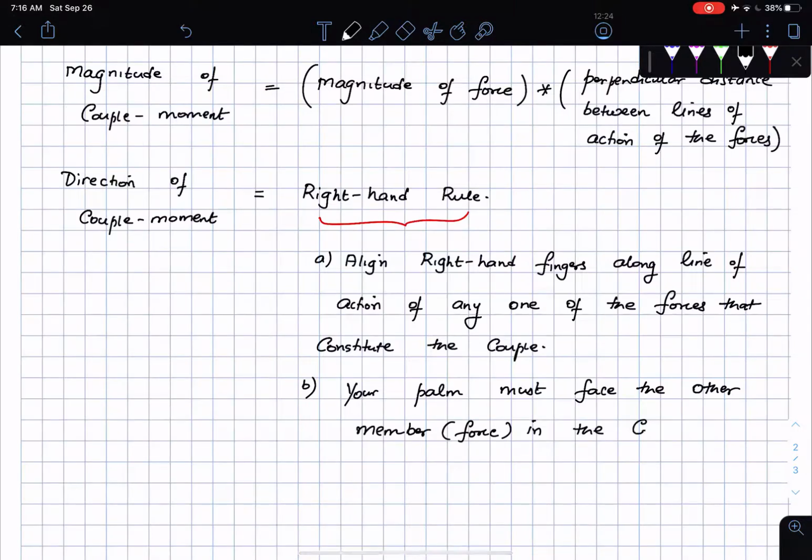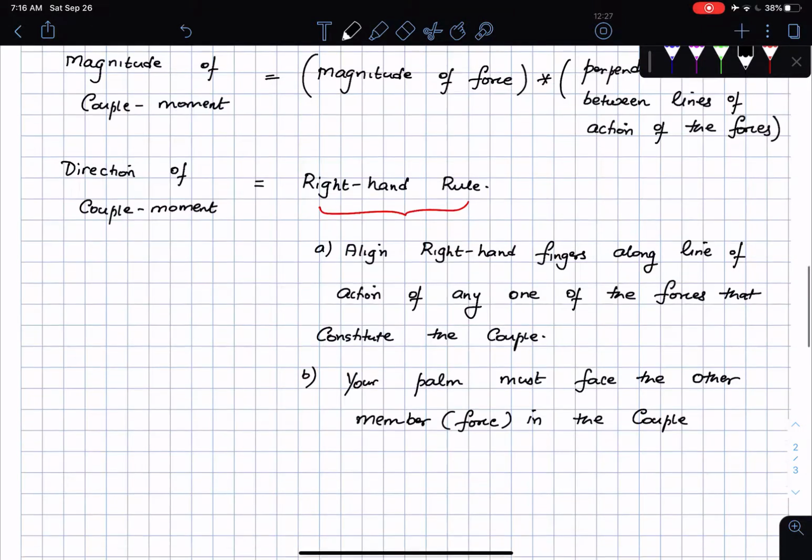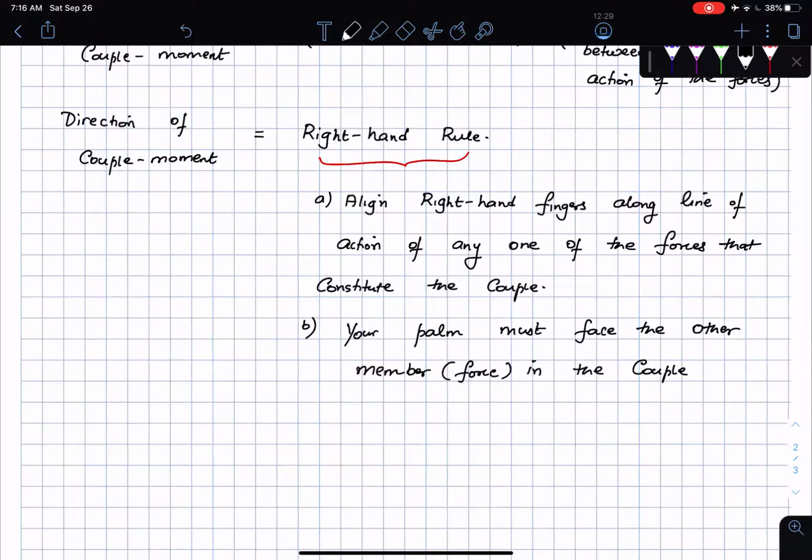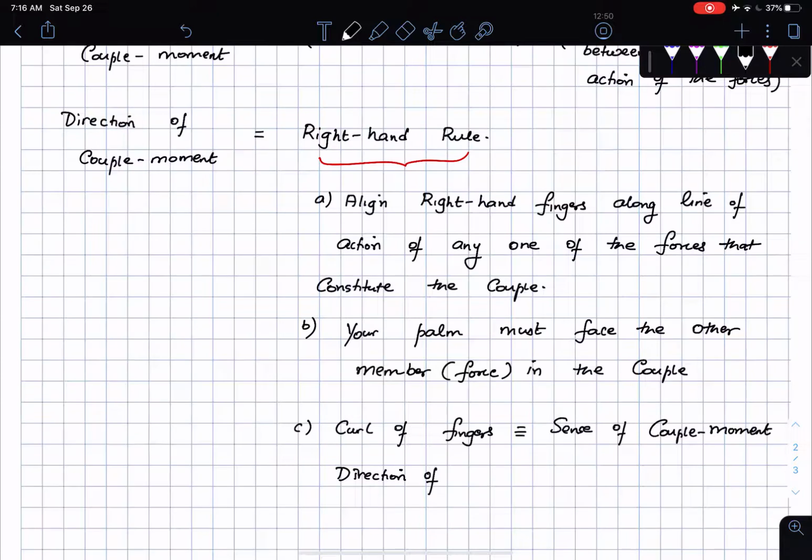In the couple, then you curl your fingers. The curl of your fingers will give you the sense of the couple moment. Okay, and then the direction of the thumb will give you the direction of the couple moment.